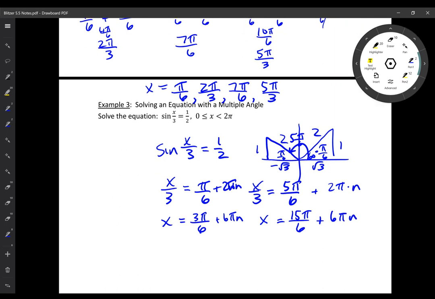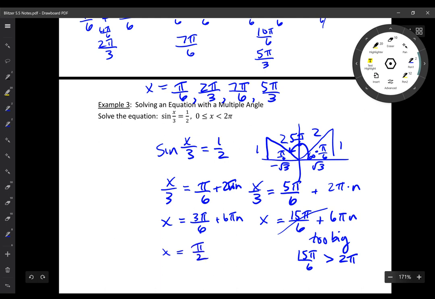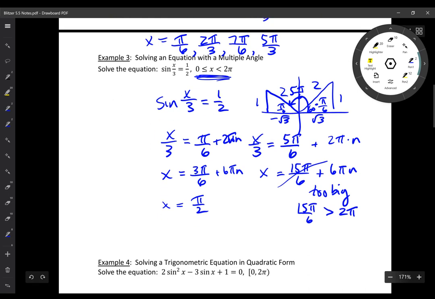So let's just think about these answers a little bit here. I know that 12 pi over 6 is already 2 pi. This answer is too big. 15 pi over 6 is greater than 2 pi. So that answer is already out of my range. So my other answer, 3 pi over 6, would just be pi over 2. I can't add multiples of 6 pi. It would be out of that domain. They want to restrict the domain from 0 to 2 pi. So that's going to be my only solution on this one.